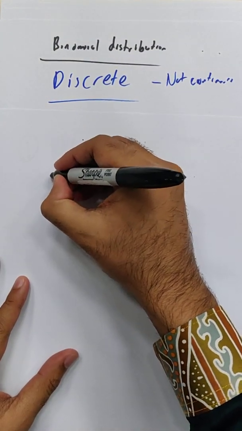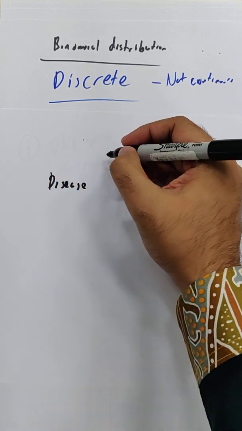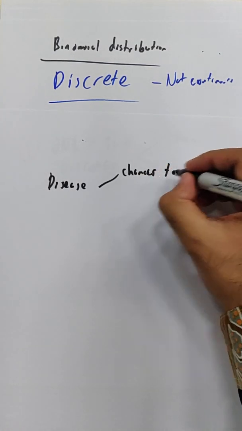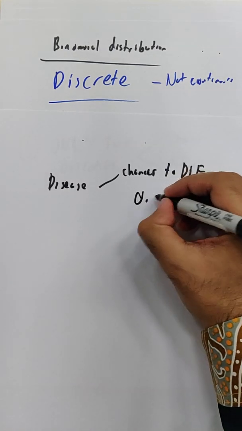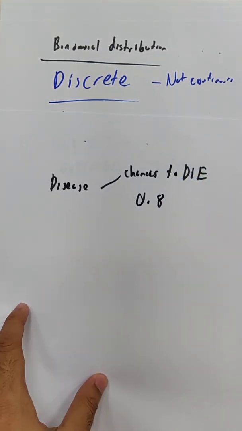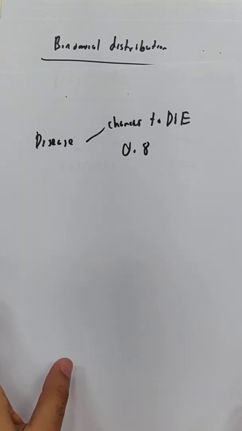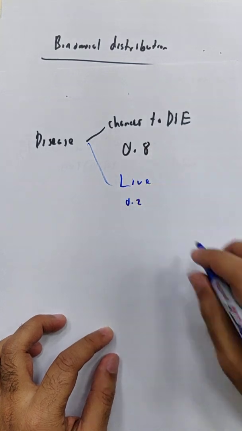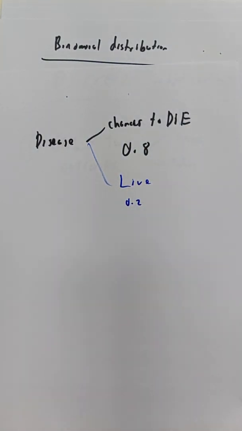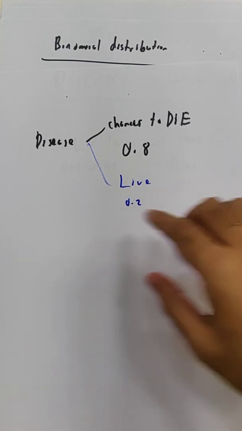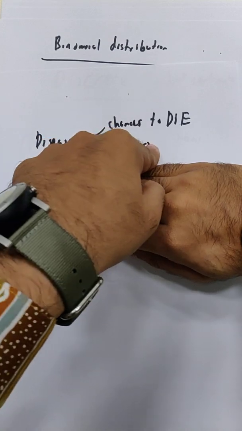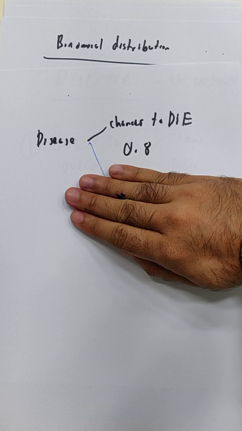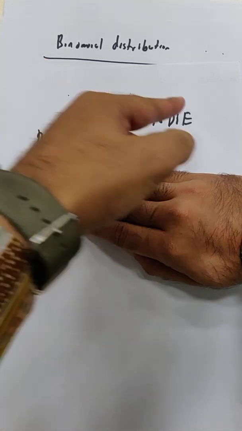If you have this disease, and it says here the chance for you to die is 0.8. That means it's a very deadly disease. What it doesn't say is the chance for you to live is 0.2. The question just stated that. I'm repeating it one more time, please give me your attention. If the question says if you got the disease, the chance to die is 0.8, find the probability for it to be successful.